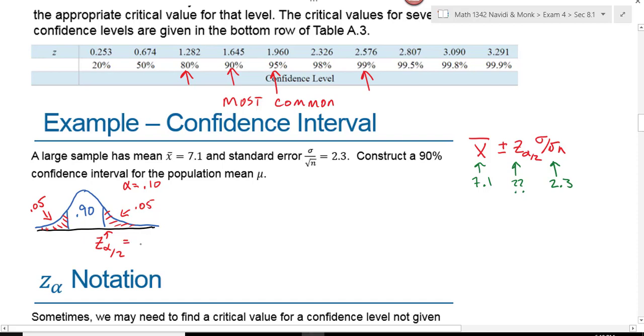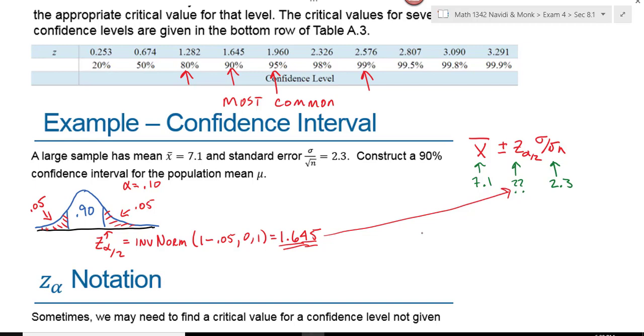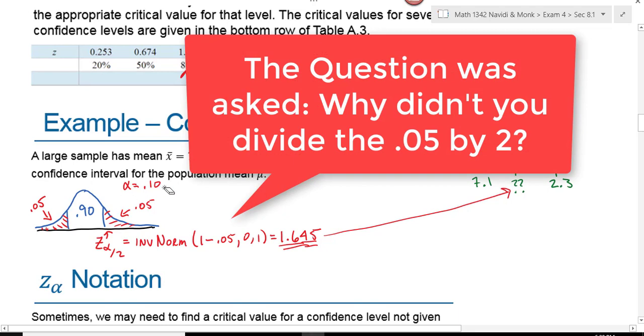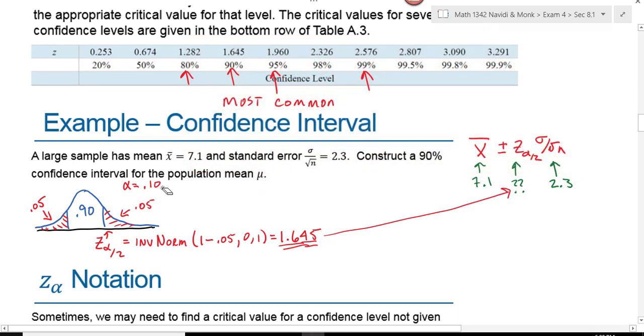How do I find that critical value? Inverse norm, 1 minus 0.05, that's our alpha divided by 2, 0, and 1. And when you put that in your calculator, what do you get? 1.645. For a 90% confidence interval, our critical value is 1.645 because alpha was 0.10. If you put 0.10 divided by 2, then you'll get the right answer for 1 minus alpha over 2. If you put in the 0.05, you'll get the right answer.